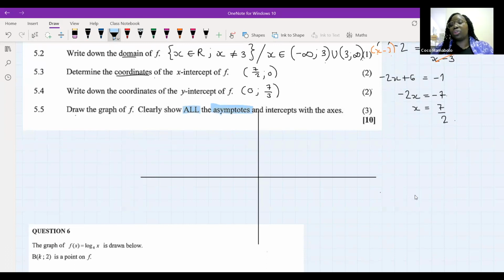No, not at all. Also, they'll give you your marks in that case. All right. Okay, we need to show all the asymptotes and all the intercepts.